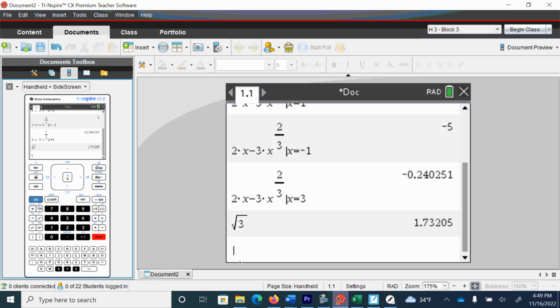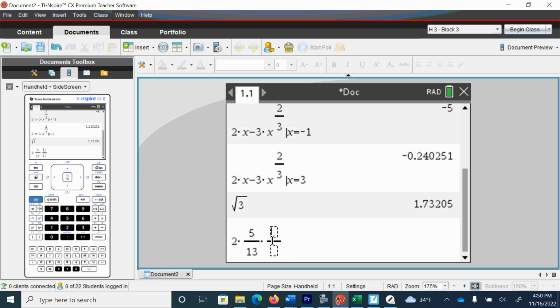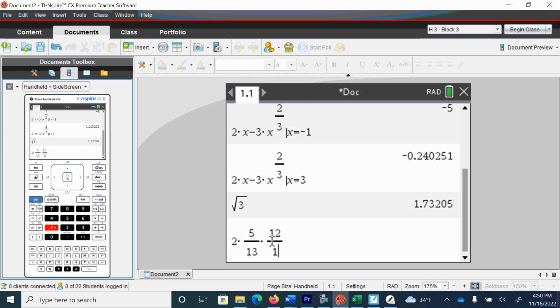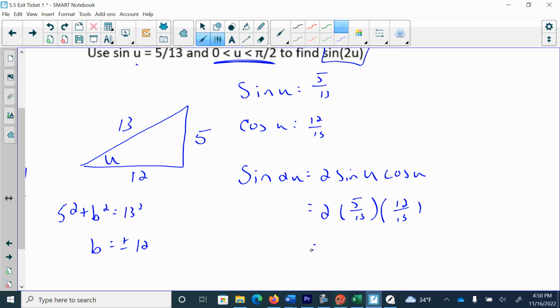So on my calculator, I'm going to take 2 times 5/13 times 12/13. I'll be able to type in here. And when I do that, I get 120 over 169. And that is my answer.